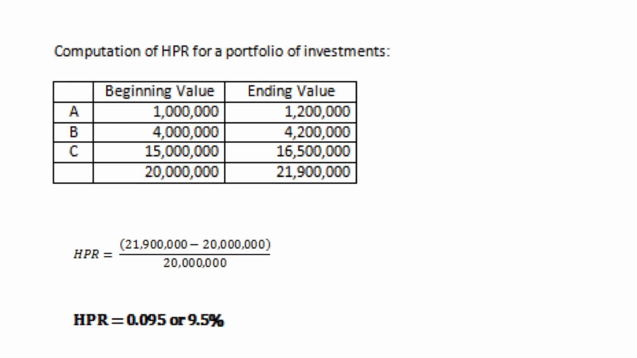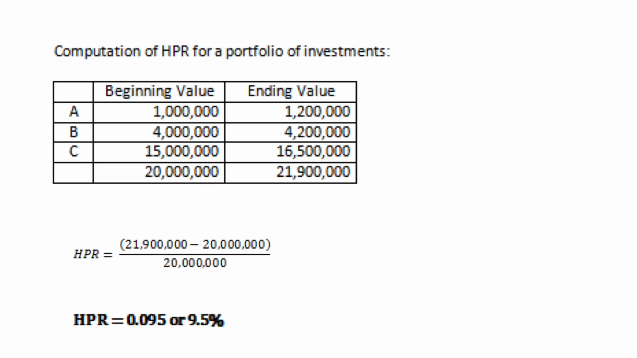Security A has a beginning value of 1 million and an ending value of 1,200,000. Security B has a beginning value of 4 million and ending value of 4,200,000. Security C has a beginning value of 15 million and ending value of 16,500,000. For us to compute for the holding period return, let us first get the sum of all beginning values and the sum of all ending values.